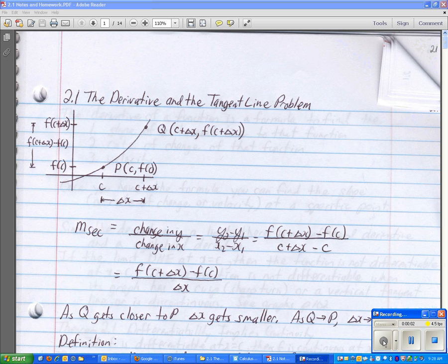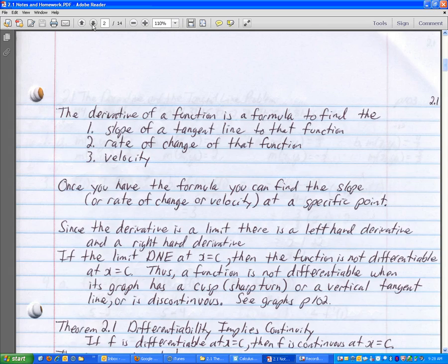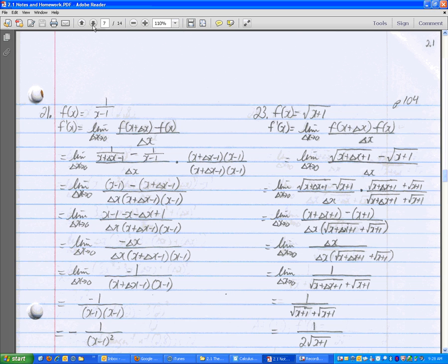Which one do you want to see first? 21, 21. 21 is first. All right, on number 21.